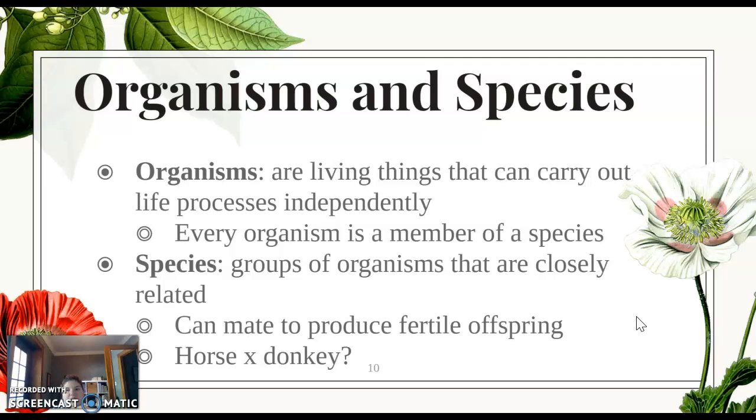The difference between organisms and species. So an organism is a single life, a single life process that's independent of any other. Every organism is a member of a species, and a species is a group of organisms that are closely related. So their DNA is similar enough that they can mate and reproduce, but that they also produce offspring that is fertile. So a horse and a donkey, you might know that they create a mule, but mules are actually sterile. They're not able to reproduce. So a mule is not its own species.